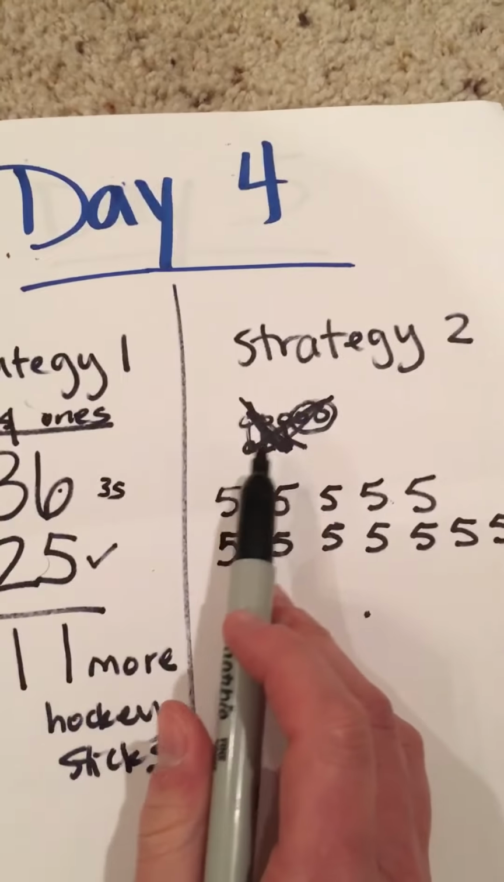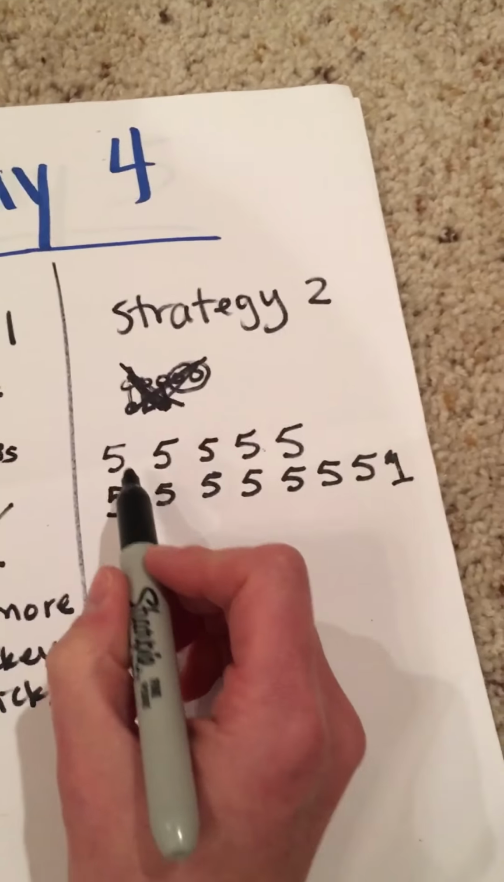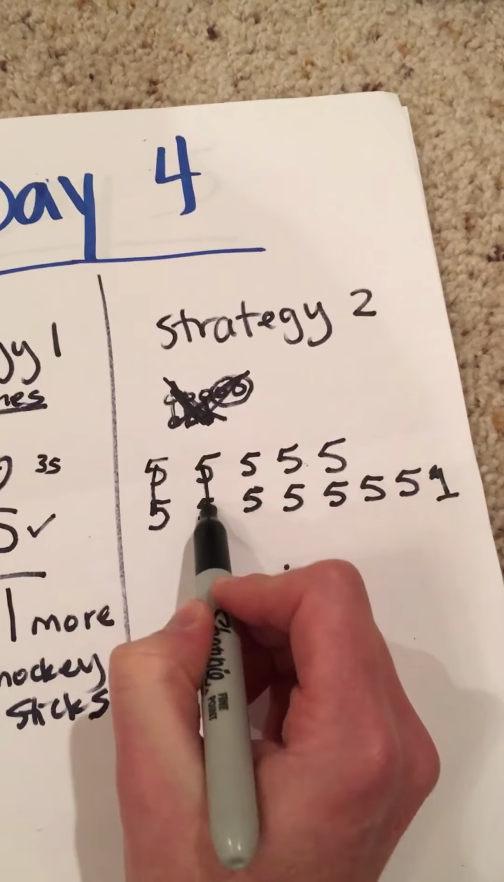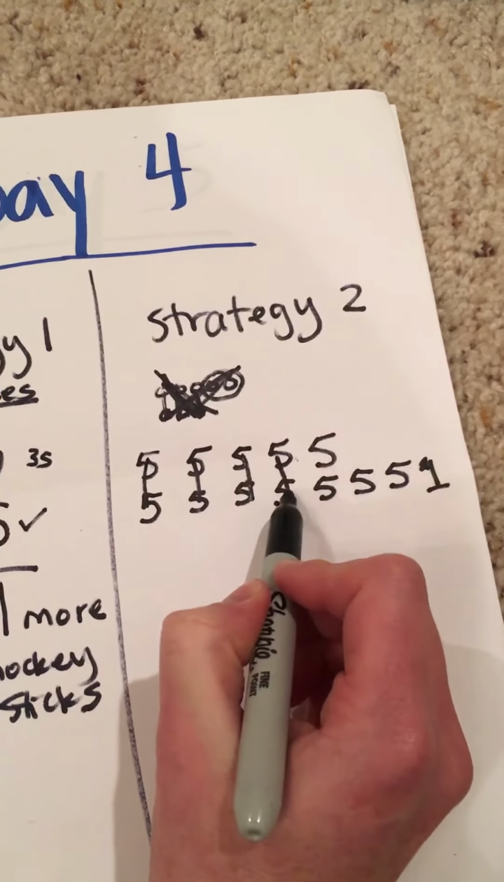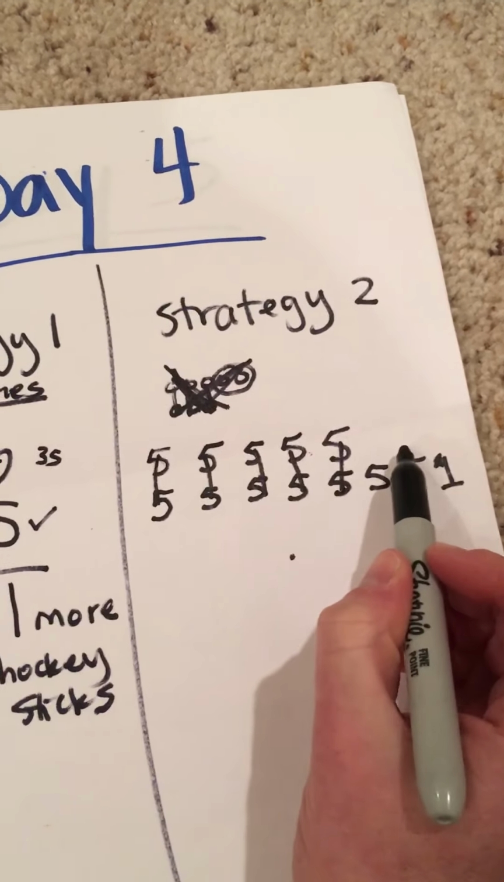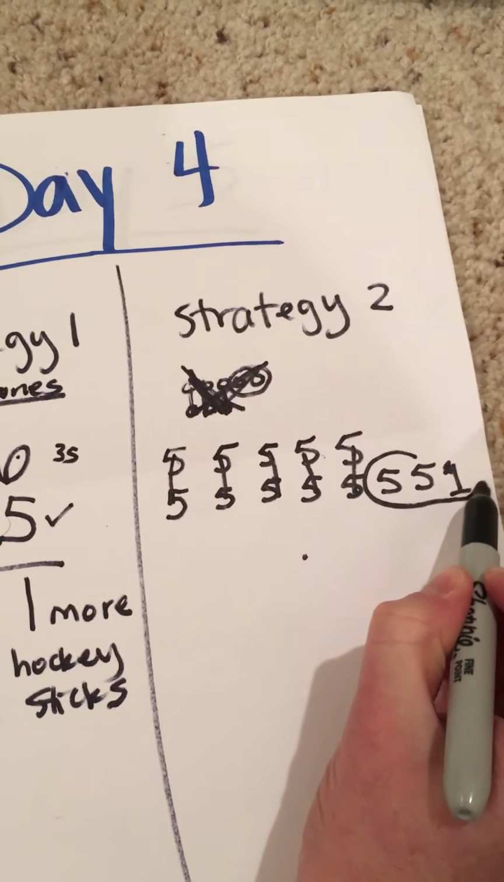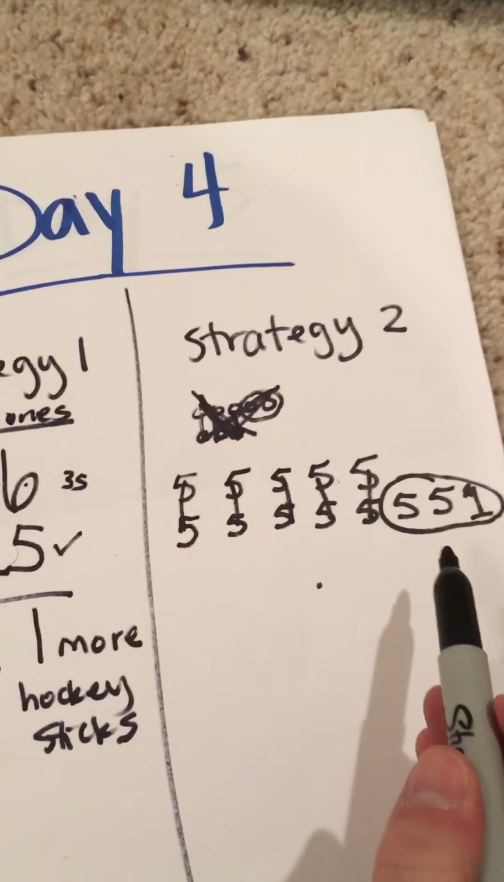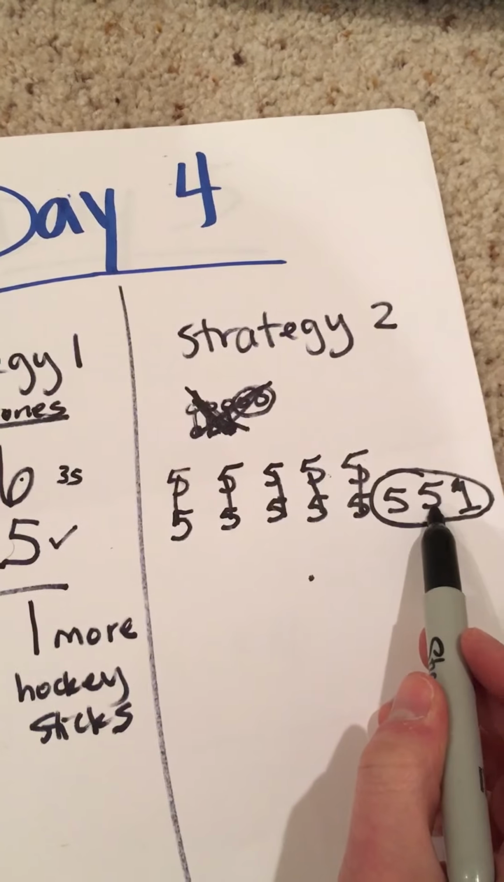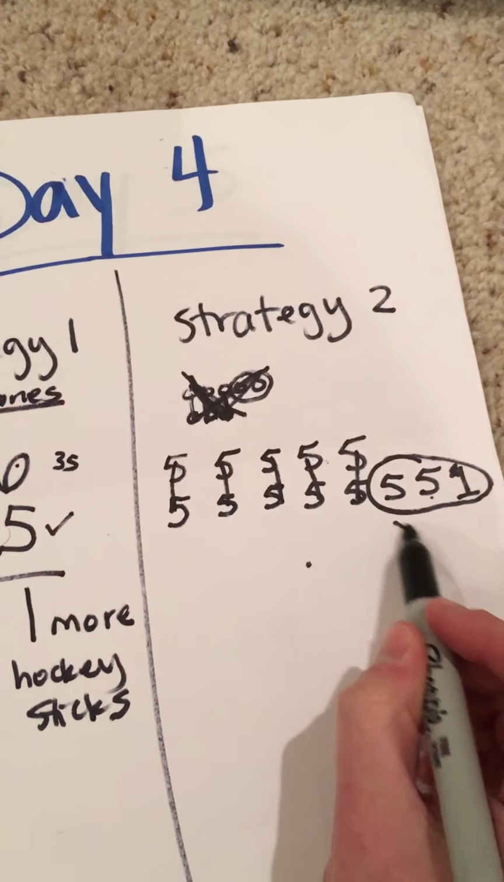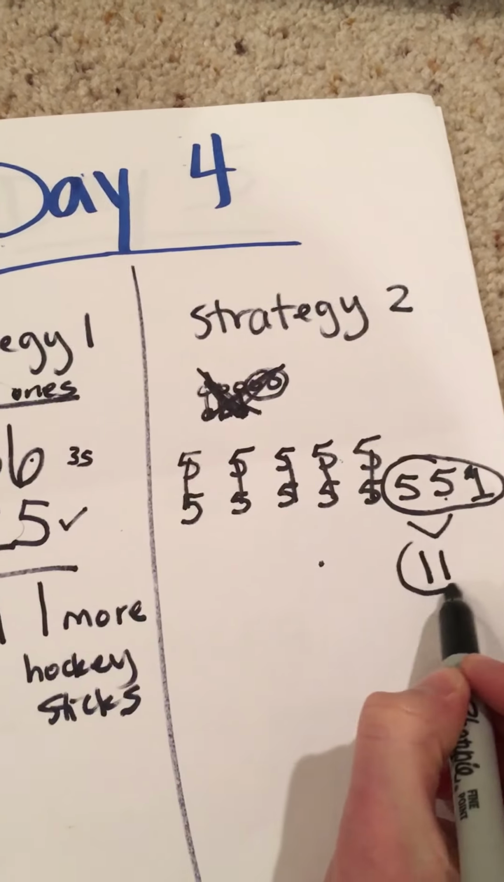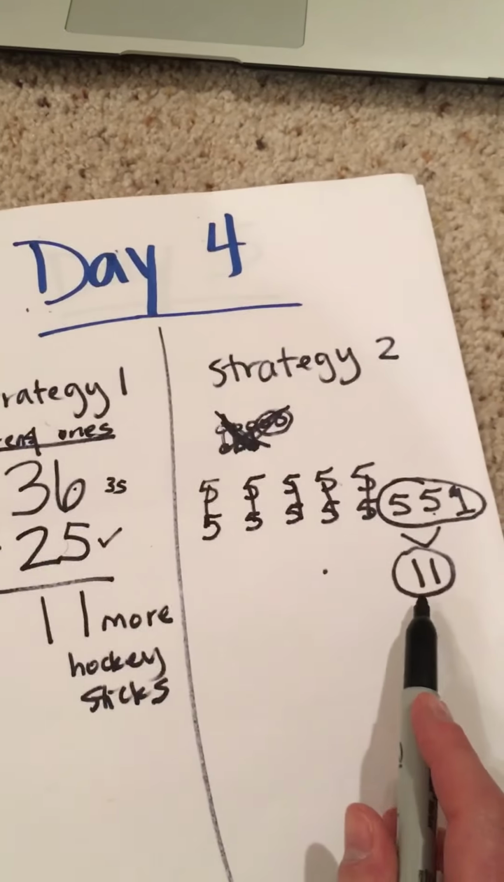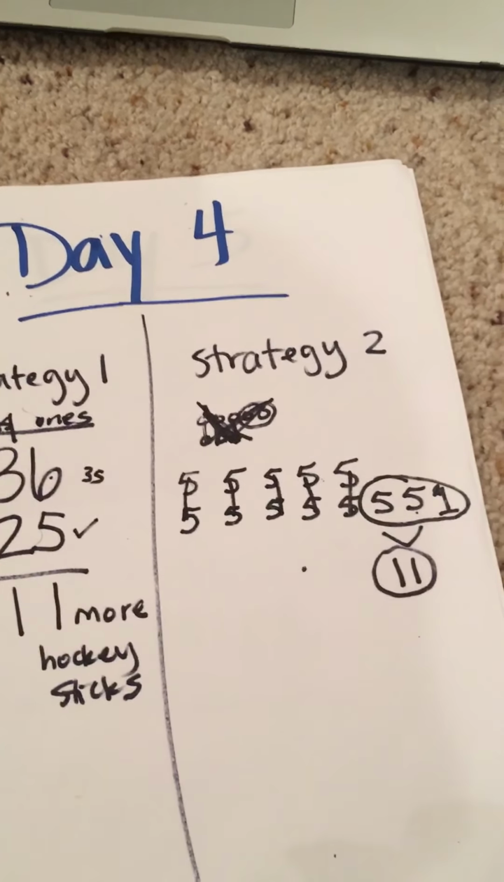Now, same thing I did up here, I'm just going to line them up. This 5 matches, matches, matches, matches, matches. Check this out. This is what's left. 5, 10 plus 1 equals 11. So 11 more hockey sticks. See how we got it 2 ways?